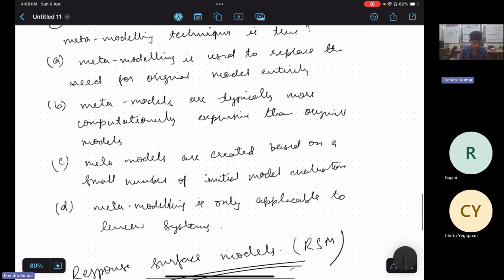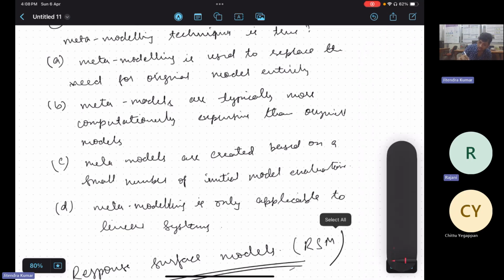So what was the first option? Meta modeling is used to replace the need for the original model entirely. So what do you think? Is this option correct? To model any machine or any system, first we need the original model, right? Yes, sir. So here, the original model could not be replaced, right? So the original model is required. So option A should be wrong.